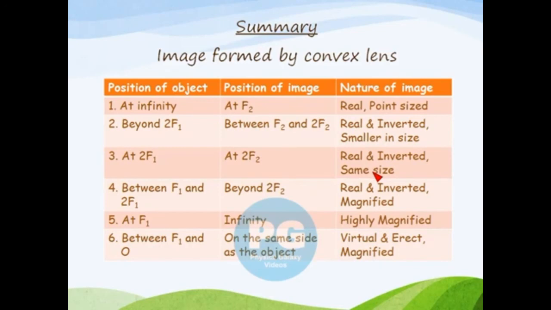When object is placed between F1 and 2F1, then the image is formed beyond 2F2, which is real and inverted and magnified. Now object is shifted towards the lens more, and now it is placed at F1. And the image is now formed at infinity, which is highly magnified. Again, when object is shifted towards the lens more, and now placed between F1 and optical center, the image formed is virtual and erect, that is magnified, and is on the same side as the object.